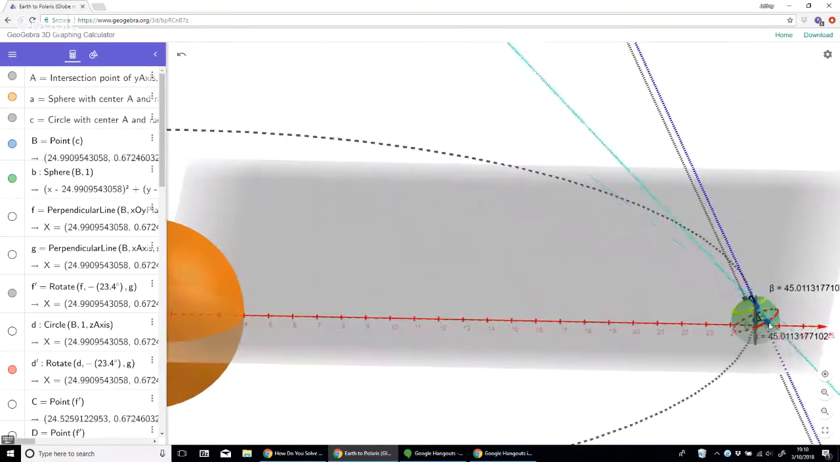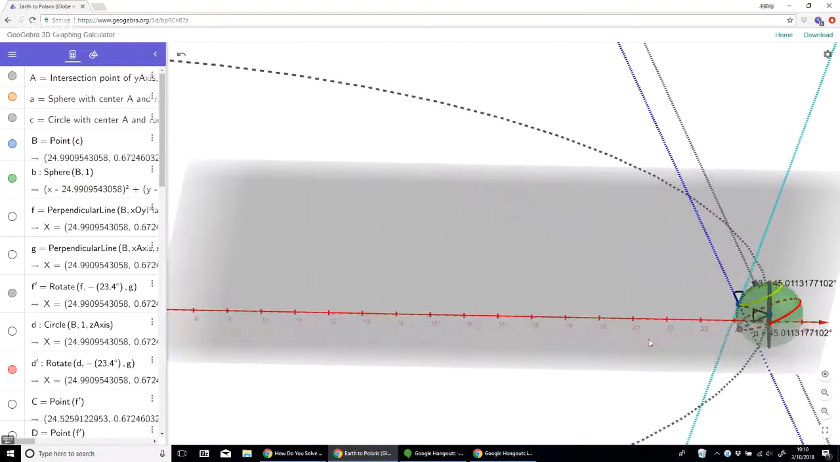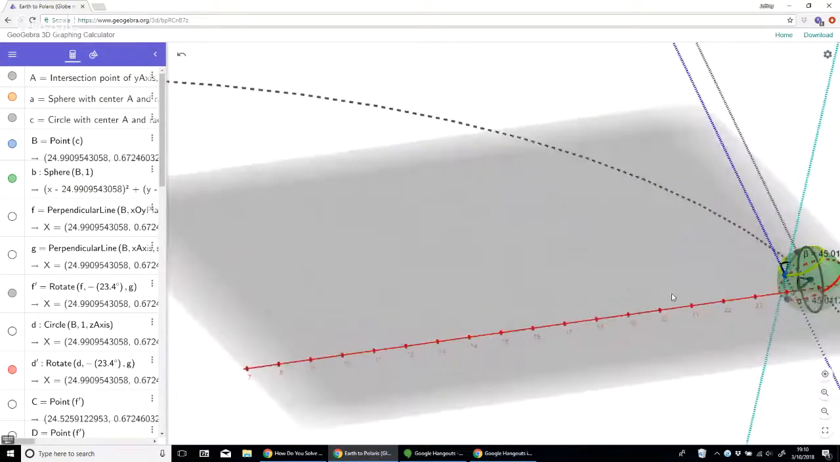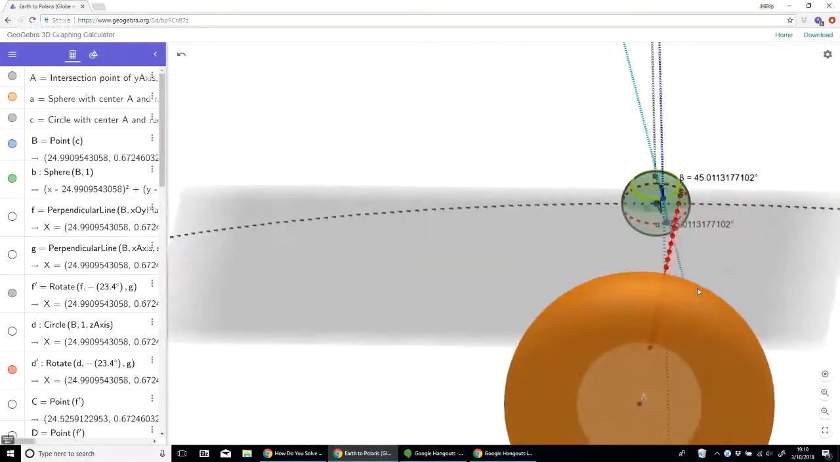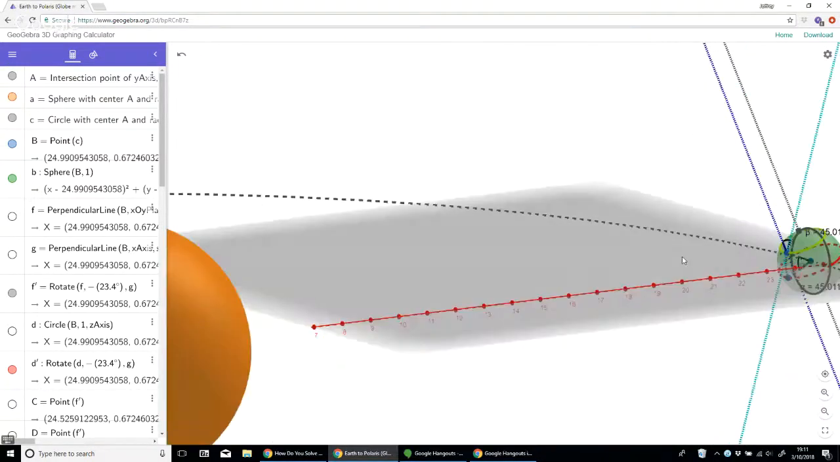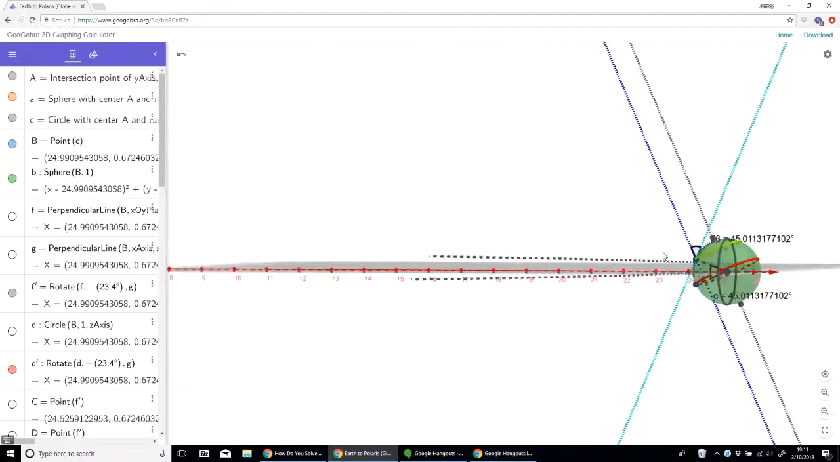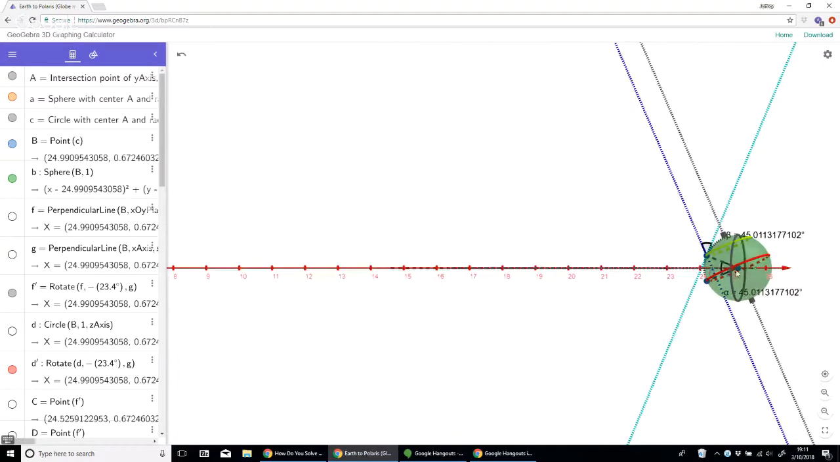Let's swing him around to the daytime. Okay. So now it looks like our observer is pretty much right about at noon. He's almost exactly at noon. Let's see if I can get him at noon. Okay. Our observer is pretty much at noon at 45 degrees on the summer solstice.